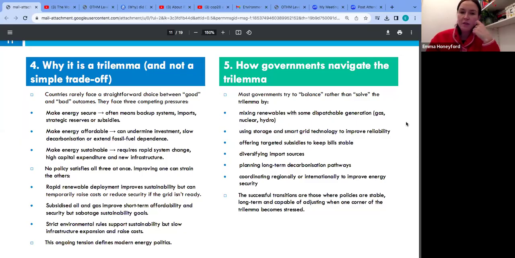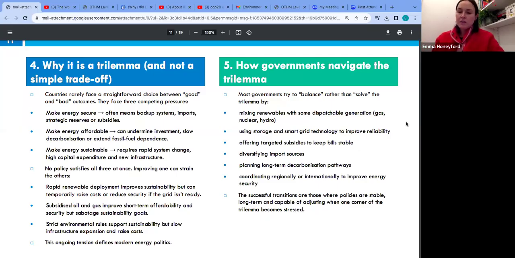Okay, so how are governments navigating the trilemma? At the moment, most governments try to balance rather than solve the trilemma by mixing renewables with some dispatchable generation. So we've got this energy mix of different types of energy, using storage and smart grid technology to improve reliability, offering targeted subsidies to keep bills stable, planning long-term decarbonisation pathways, and coordinating regionally or internationally to improve energy security.